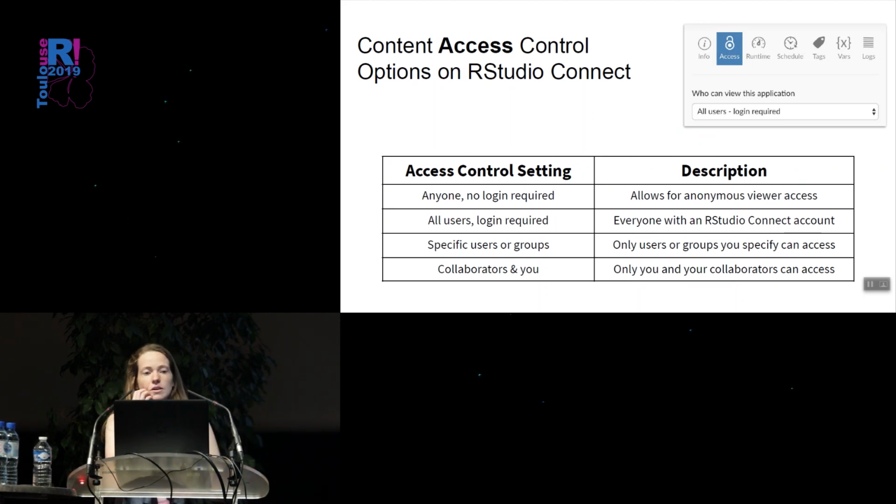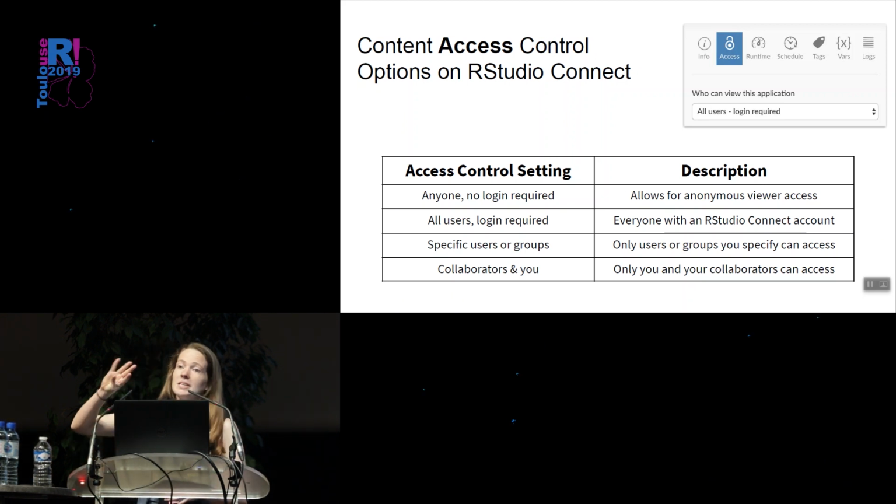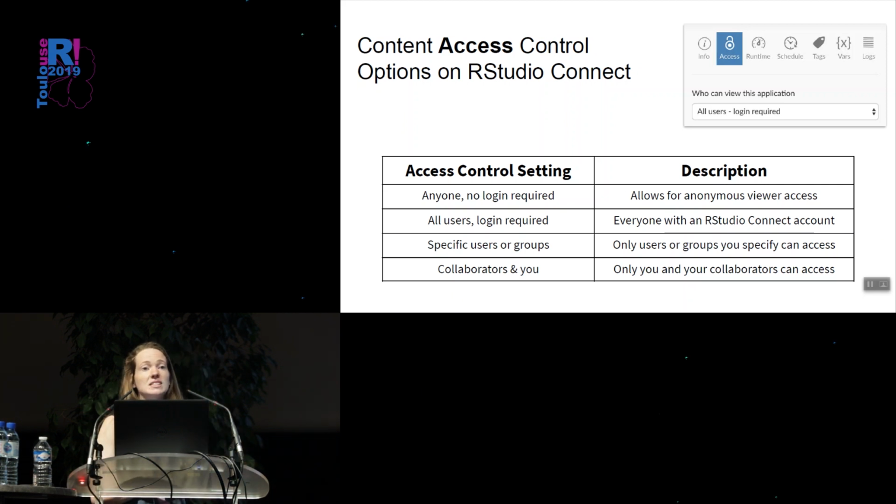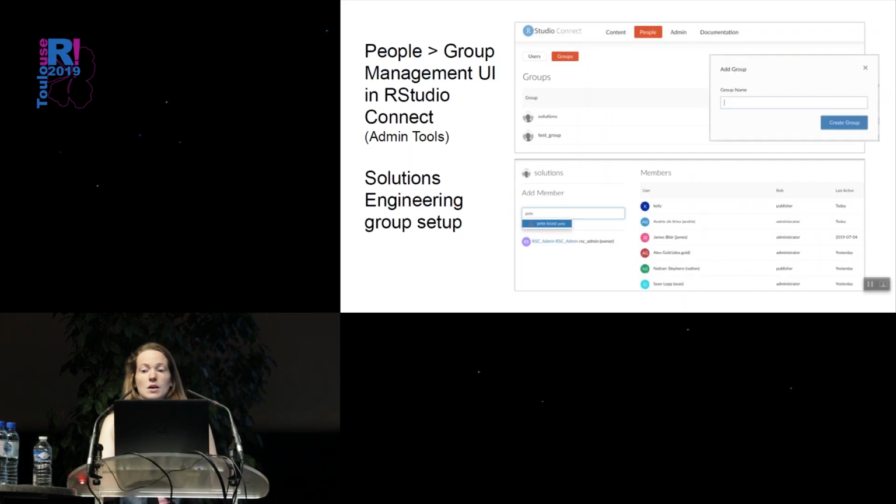So here's a rundown of what you see on RStudio Connect when you publish an application and you get control over who will see that application running on your server. You have 4 basic access control settings to pick from. You can go anyone, no login required, all users, just specific users and groups, or just you. And this shows people and group management.